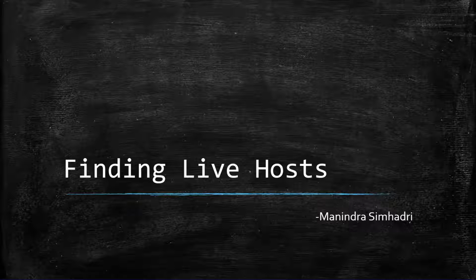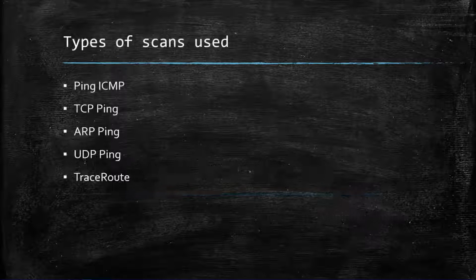And in this video we're talking about finding live hosts. It is a part of network scanning, and let's get started. To find the live hosts, these are some of the scans that you will be using: ping scan, TCP ping, ARP ping scan, UDP ping, traceroute. These are some of the tools and techniques that are used to find whether the target is alive or dead.